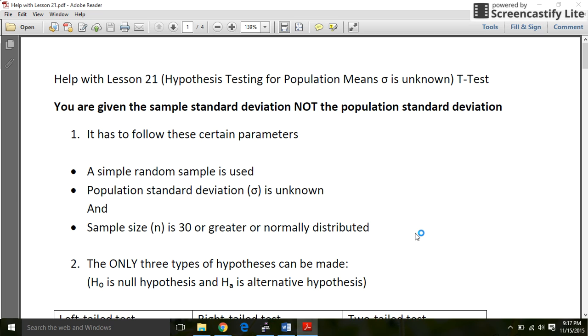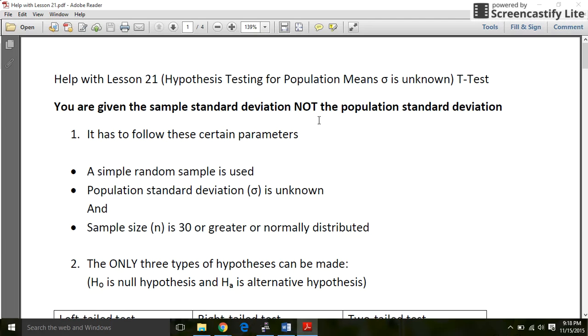So lesson 21 is about hypothesis testing for population means when the population standard deviation is unknown. Remember, in lesson 20, we knew the population standard deviation. Now we don't. Because we don't know it, we refer to this as a t-test. So as you can see in huge letters, I put that we don't know the population standard deviation, where we're given the sample standard deviation from the sample that we collected.